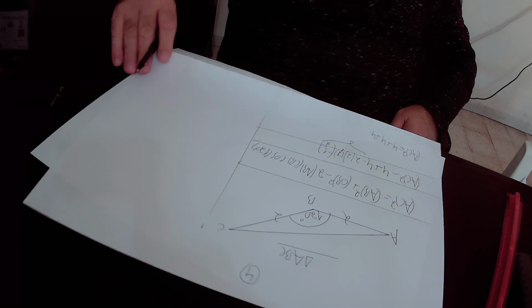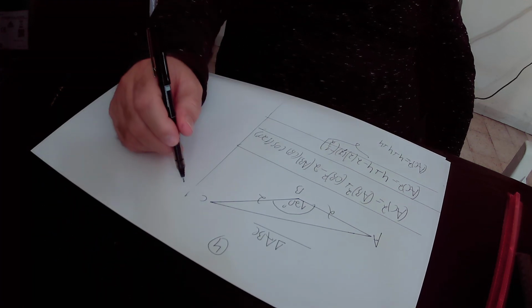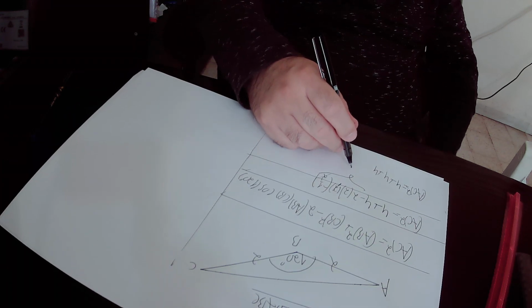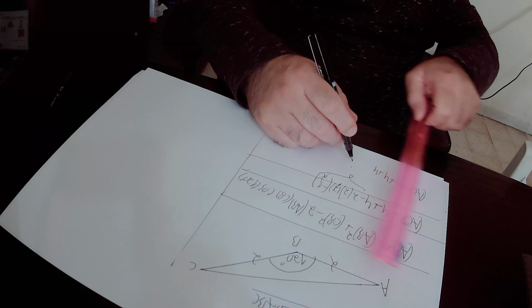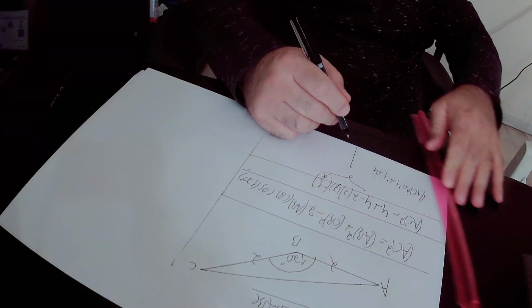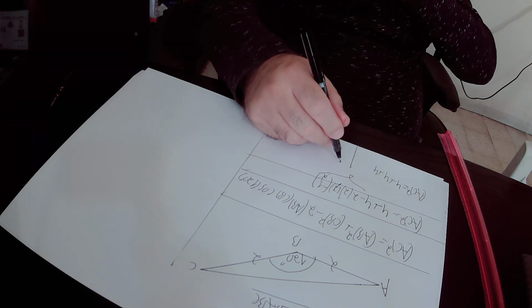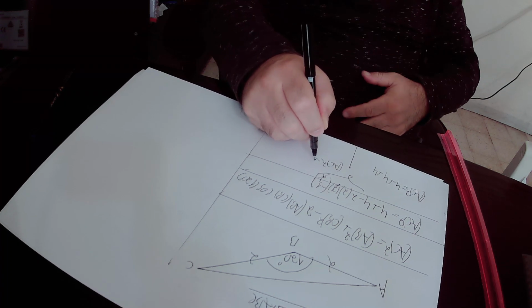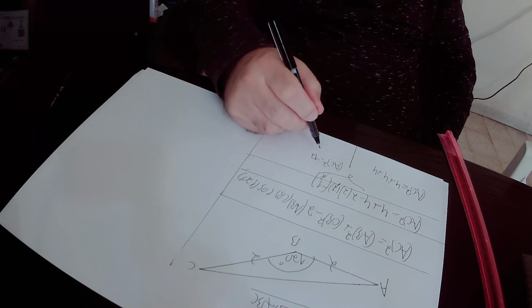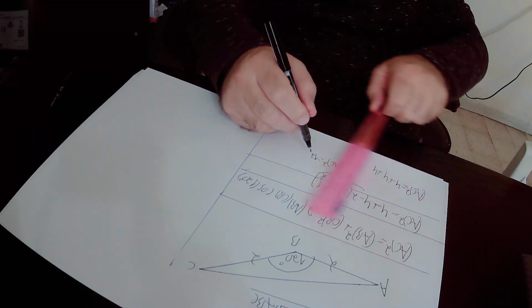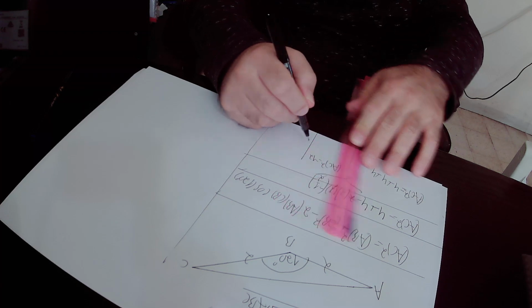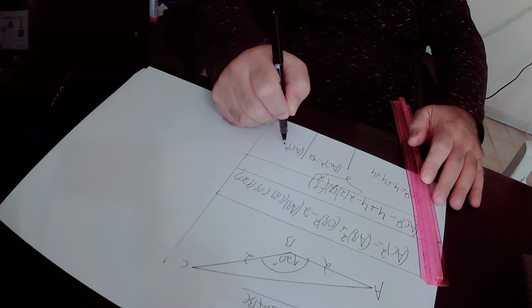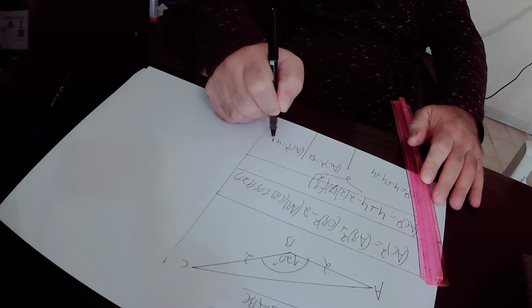So AC squared: 4 plus 4 plus 4 is 12. Here we substitute 12 by 4 times 3. So AC squared equals 4 times 3.